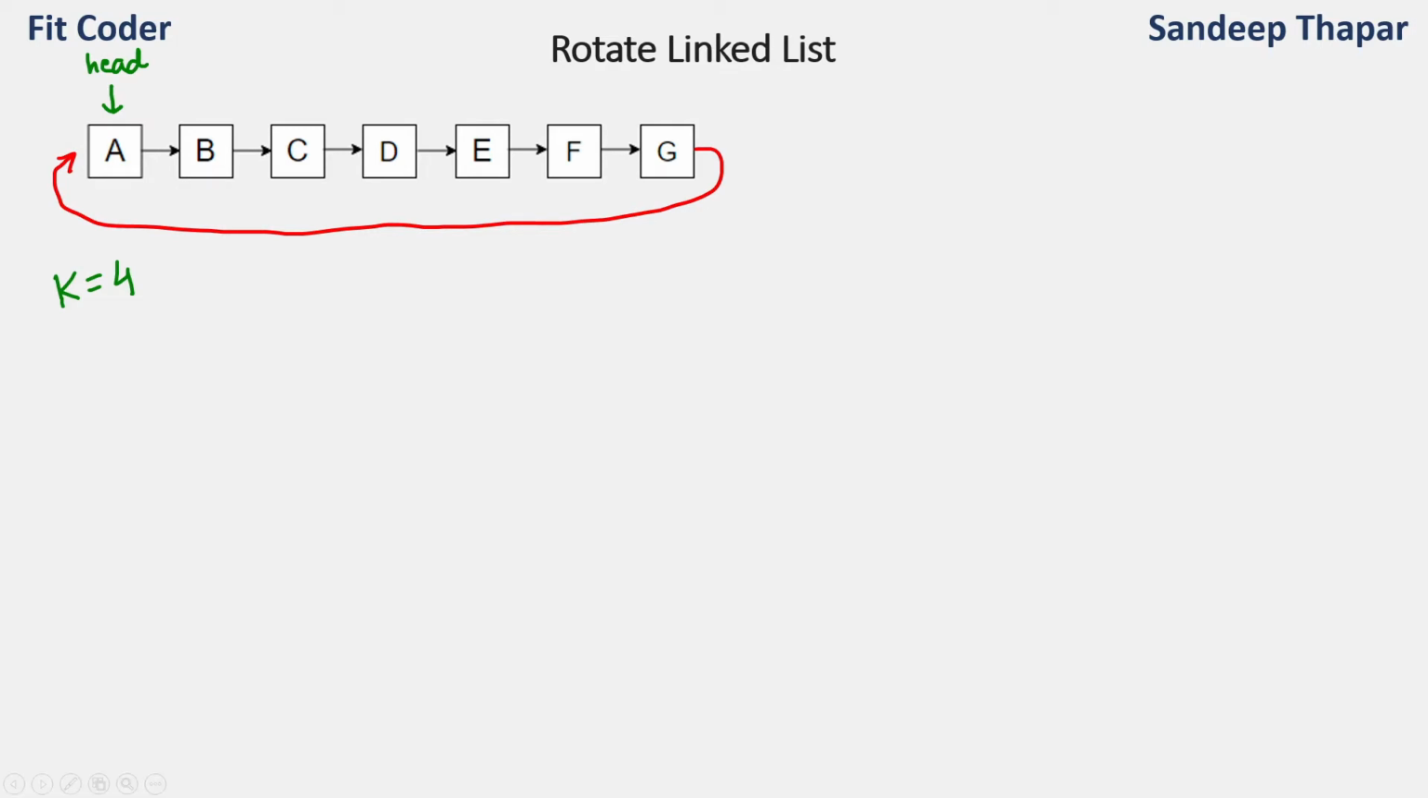To do that, we need to find the last node. Let's say we have a pointer node which is pointing to the last node of the linked list. And we need to find the length of the linked list also. So the length of the linked list is 7 here because there are 7 nodes. So the first step is to connect the last node to head.